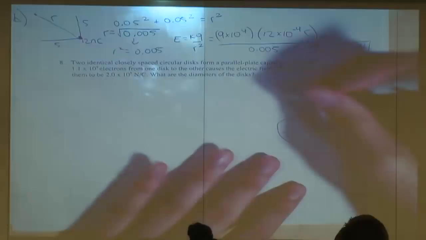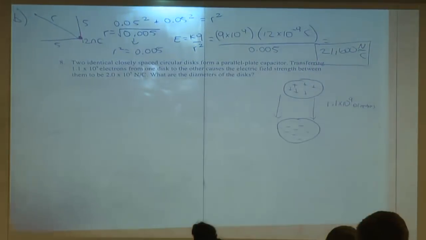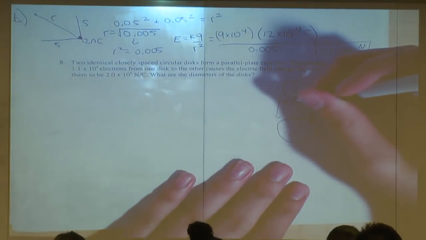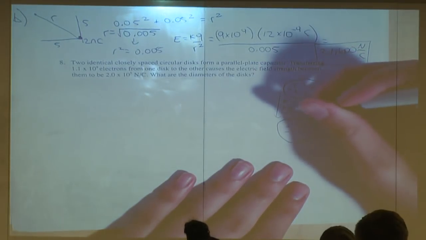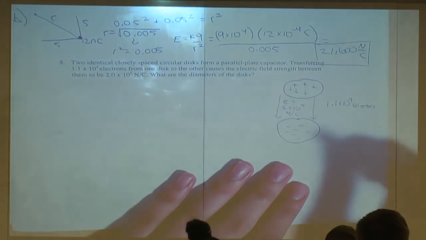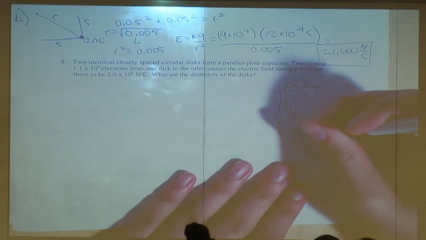Okay, so then that would be the direction of the electric field, because positive, negative. Okay, and then E equals 2 times 10 to the 5th newtons per coulomb. And then we want to know what the diameter of the disks is. I shouldn't have put so much up there, so like what D is.